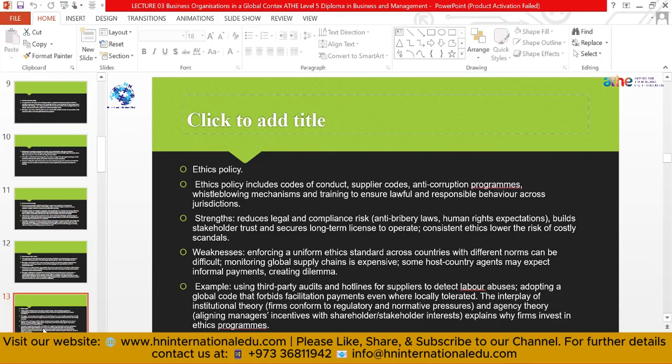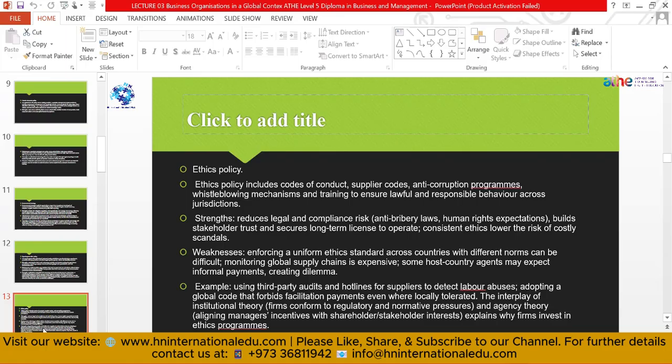For example, using third-party audits and hotlines with suppliers to detect labor abuses, that is, if something bad has happened, they trigger you like that. Adopting a global code that forbids facilitation payments, even where they are locally tolerated. The interplay of institutional theory, that is, firms conform to regulatory or normative pressures arising locally, and agency theory, that is, aligning the managers' incentives with the shareholders' and stakeholders' interests.